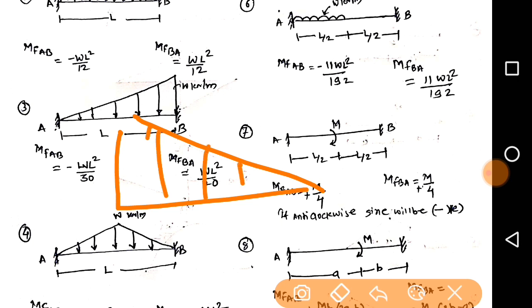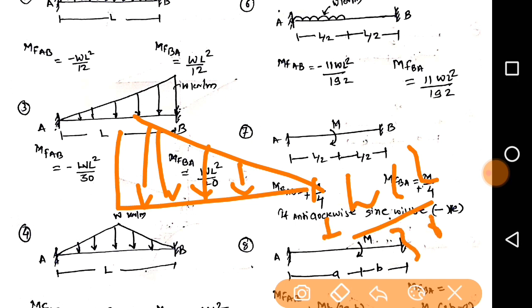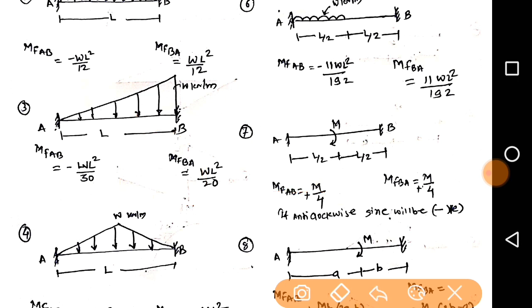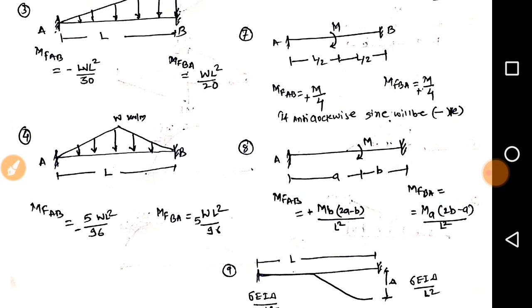So in this case, see here, the apex point is here, so here your fixed moment will be WL square divided by 30, it will be plus, and here WL square divided by 20, it will be minus. So remember these things. Where will be the apex point? That will be the more value to divide in the dividing factor. Then another type of UVL is there. When this type of UVL is acting on the structure, what will be the fixed moment?